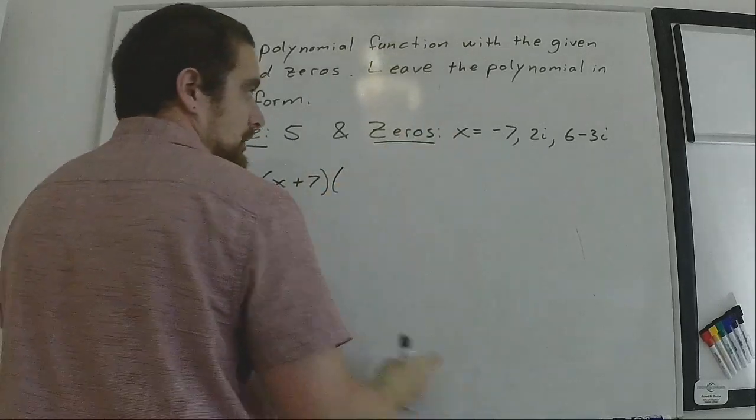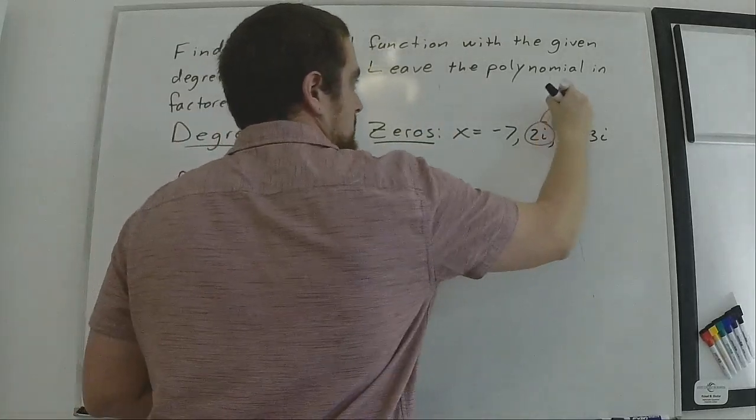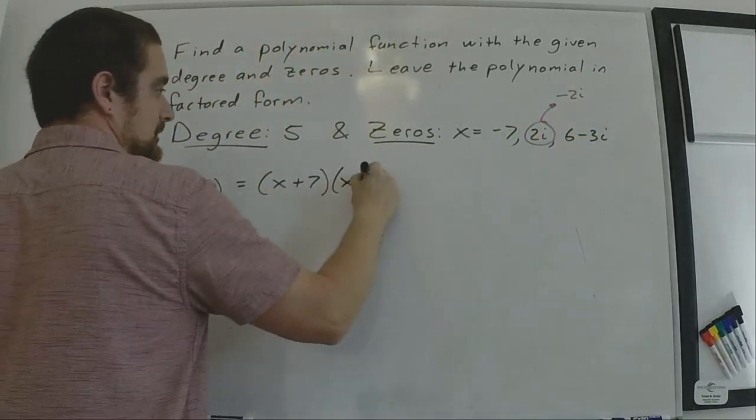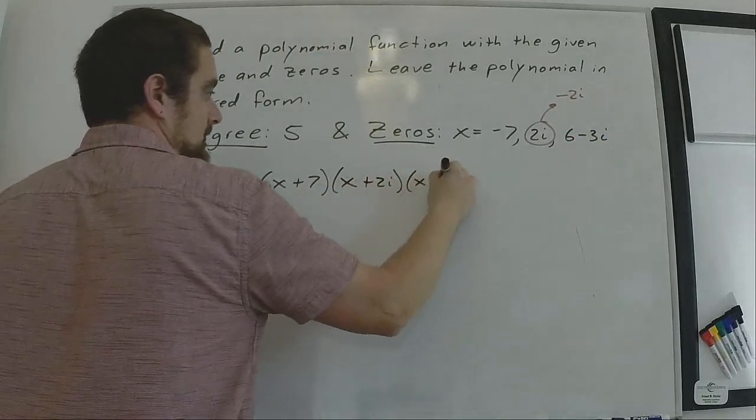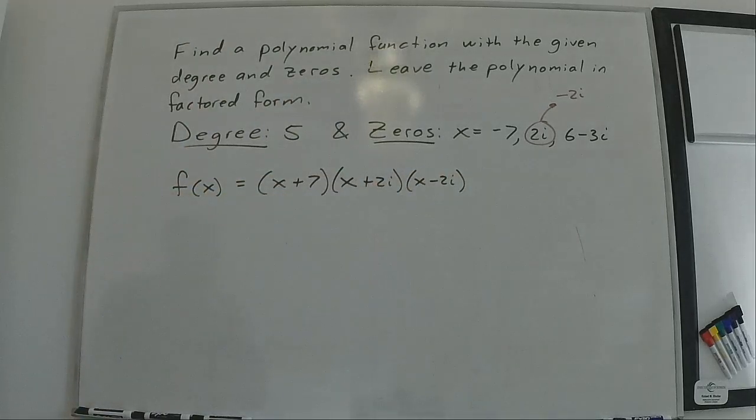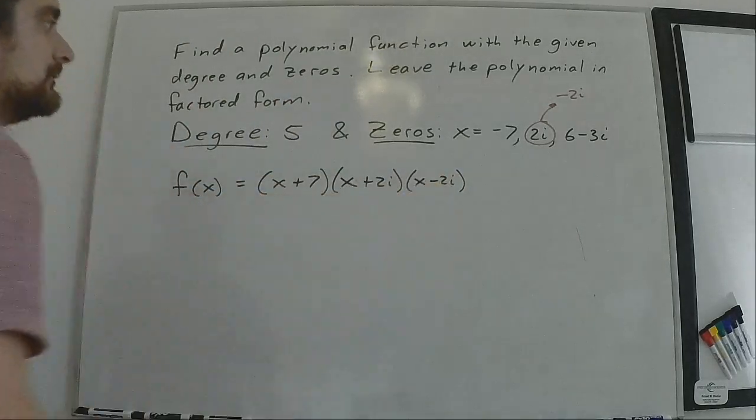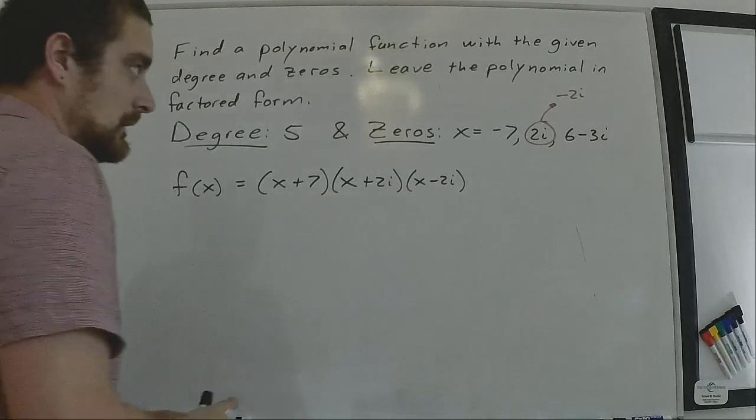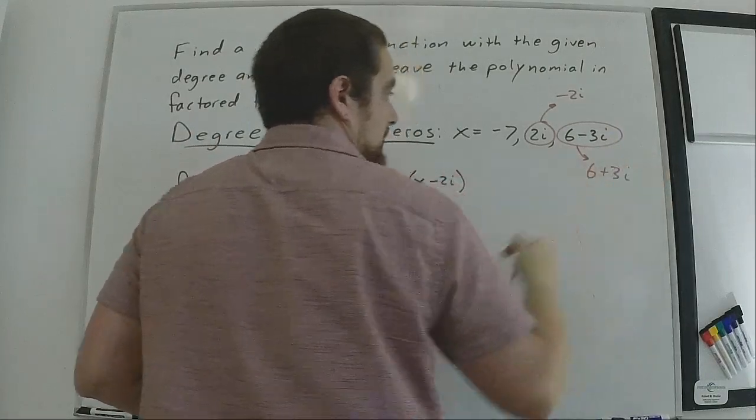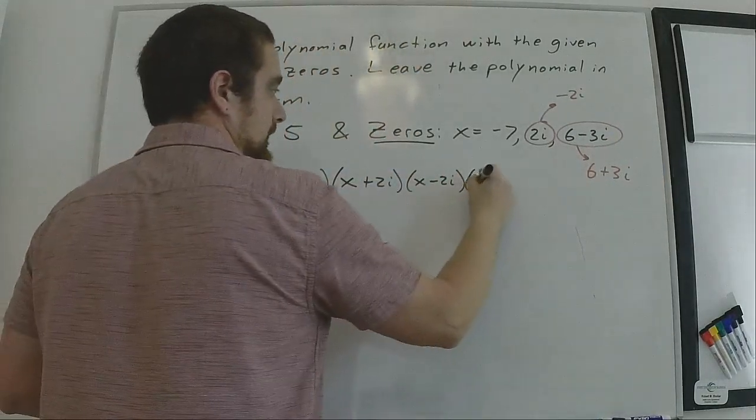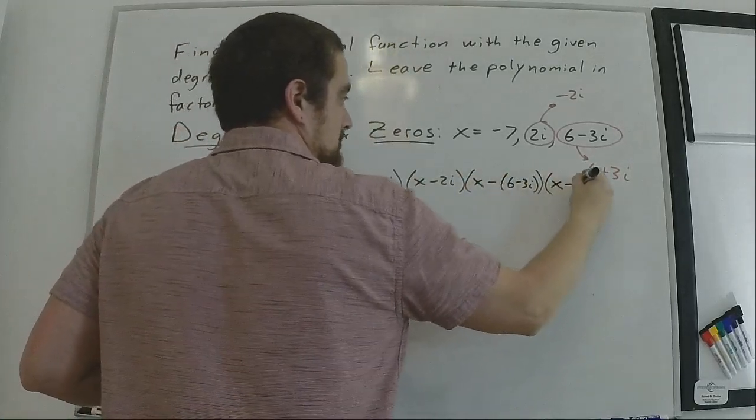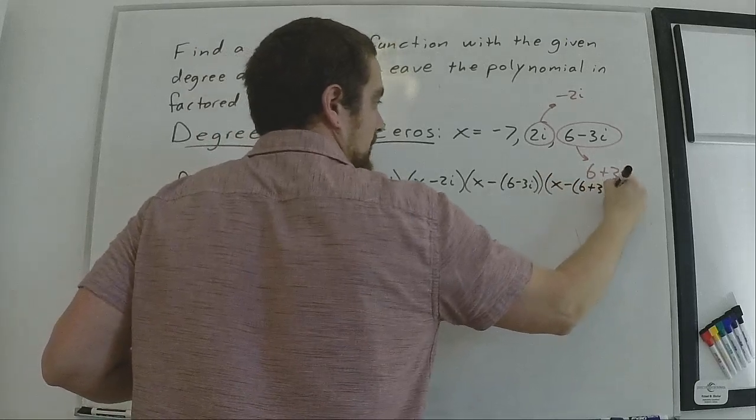Now we have 2i as one of the zeros, so that's going to tell us that -2i is another zero. So that'll build some factors x plus 2i and x minus 2i, where the -2i goes along with the factor x plus 2i, and the 2i would go along with the factor x minus 2i. And the 6 minus 3i, conjugate would be 6 plus 3i. So my factors would look like x minus the 6 minus 3i quantity and x minus the 6 plus 3i quantity.